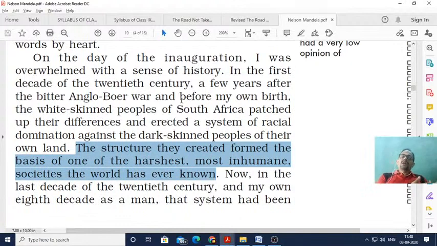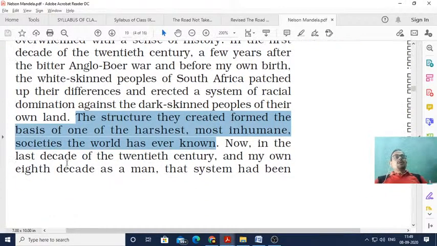So on the one hand, one community of people was thriving, and on the other hand, another community was suffering. This is a complete mismatch, a complete imbalance in the political setup. Therefore, the black people were the worst sufferers under the white government. This is why Nelson Mandela says here that this white structure of discriminatory political setup was the harshest, most inhuman that society all across the globe has ever seen.